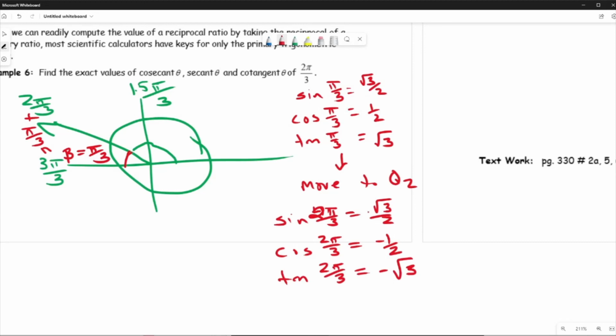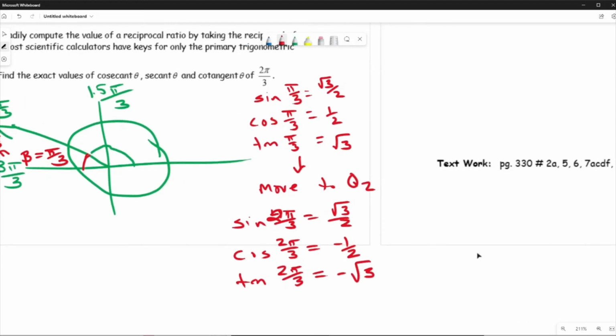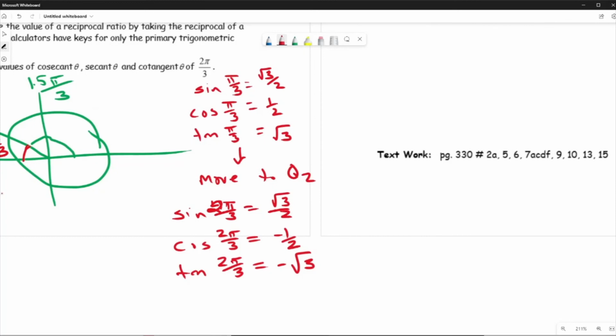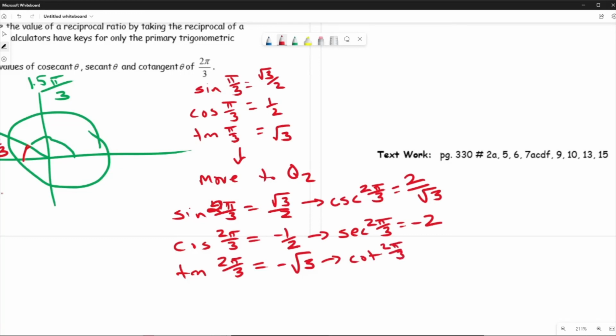Now it doesn't want sine, cos, and tan. It wants cosecant, secant, and cotangent. So cosecant goes with this one. Cosecant of 2 pi over 3 is the same number, just flipped. Secant of 2 pi over 3 is the same number, just flipped. And cotangent of 2 pi over 3 is the same number, just flipped. So that's all they're asking you to do there.